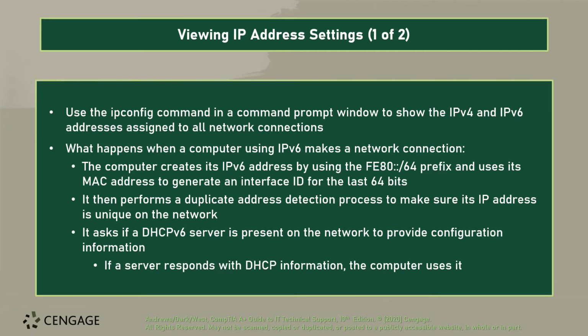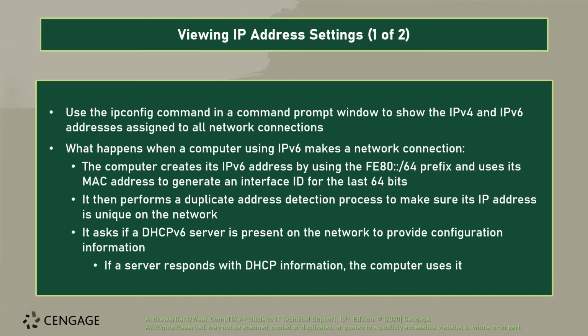In a command prompt window, in order to check out some settings, we can use the ipconfig command to show some different addresses that are assigned to our different physical and logical interfaces. Now, when a computer using IPv6 makes a network connection, it's going to generate its own IPv6 address by using the FE80/64 prefix, and then use its MAC address to generate an interface ID for the last 64 bits.